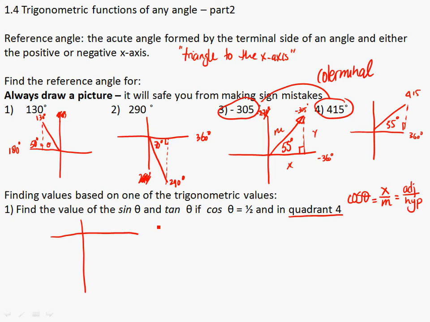In quadrant 4. And so if I look at the cosine of theta and it says that that's a half, then what do I know? I know that my adjacent side is? 1. And your hypotenuse must be? 2. So here's your adjacent side. I'm going to label that as a 1. My hypotenuse is 2. Can you see how I can make a triangle based on that?